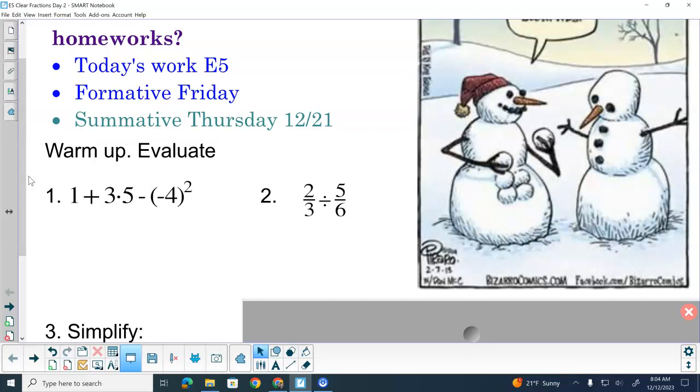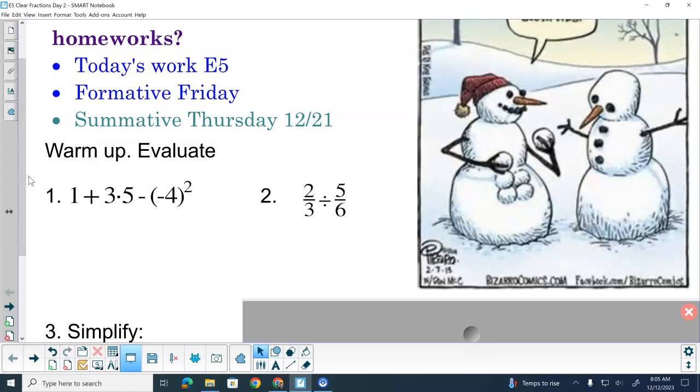-4 times what? Do we agree with -4 times 4? Never. What does -4 squared mean? It's -4 times -4. And a negative times a negative is positive.